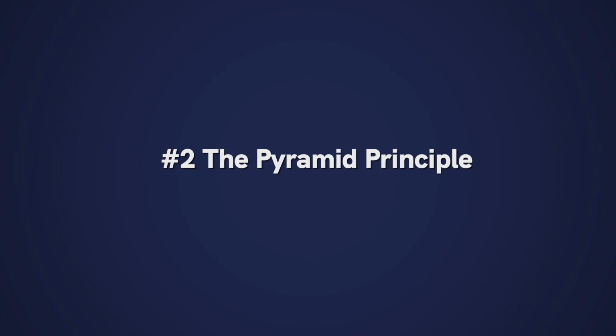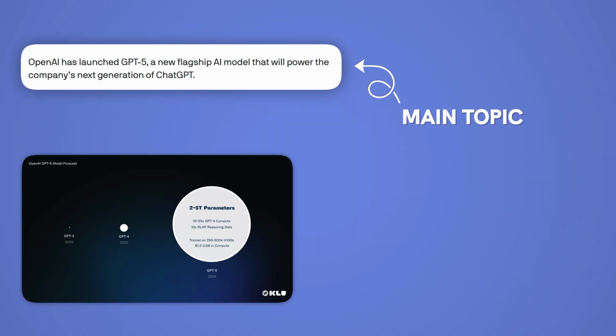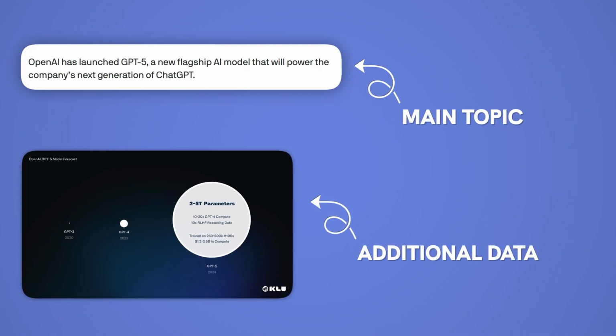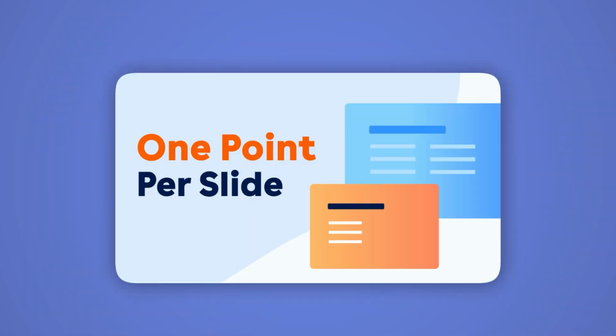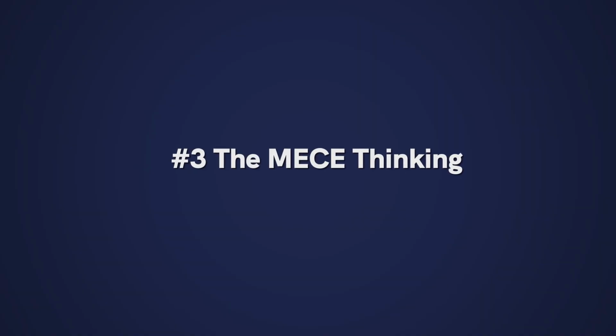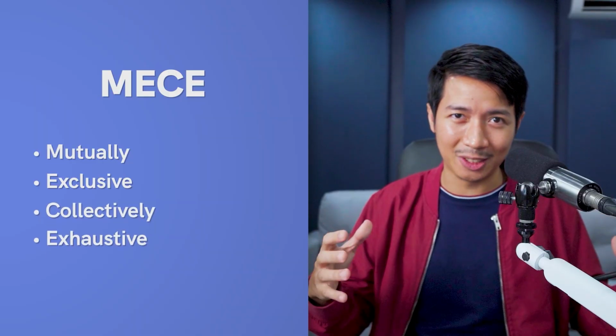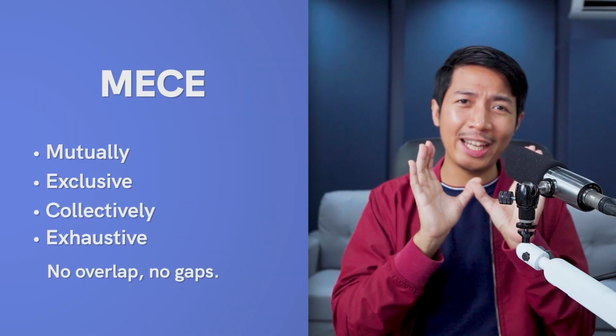Next is the pyramid principle. Always lead with your main takeaway and then back it up with structured arguments and data. Oh, and did I mention? One key message per slide. Then there's MECE thinking. Wow, that's another acronym. Let me help you remember that. MECE means mutually exclusive, collectively exhaustive. That just means no overlap and no gaps. It forces your logic to be super clean and professional.